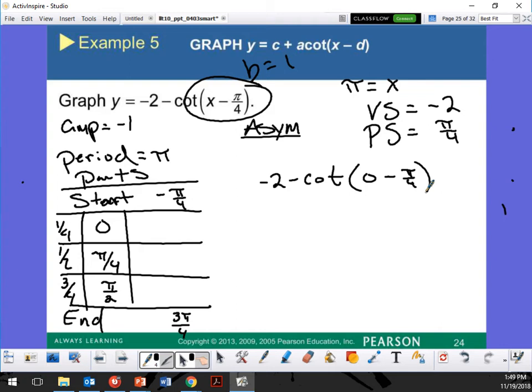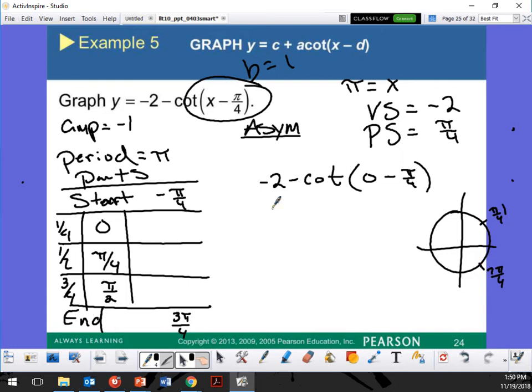On your unit circle, negative pi over 4 is what? It comes out to be right here. This is positive pi over 4. This is 7 pi over 4. But that spot right there is the one I'm going to, right? So this is going to be a negative 1. Cotangent at that spot is negative 1.